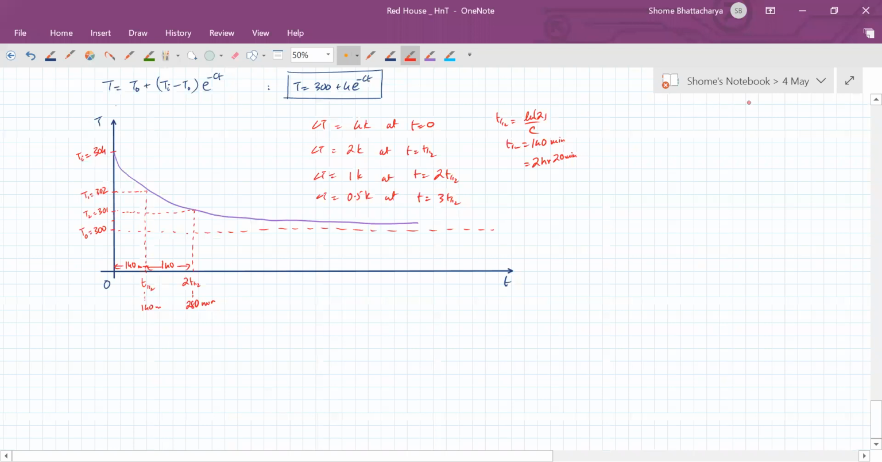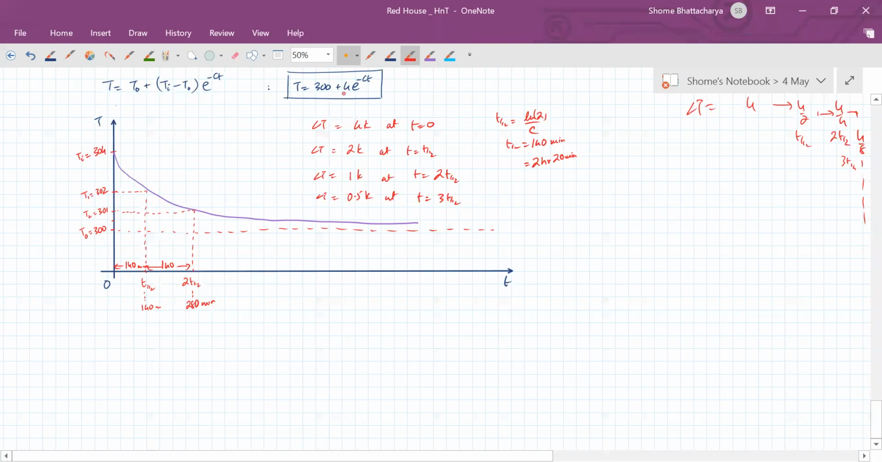This temperature difference will go from 4 to 4 by 2 to 4 by 4 to 4 by 8, and like that, in half-life, 2 times half-life, 3 times half-life, and so on and so forth. So that's an interesting property of the exponentially decaying graph, which we'll see again and again in physics, not only in this section, but other parts of physics also.